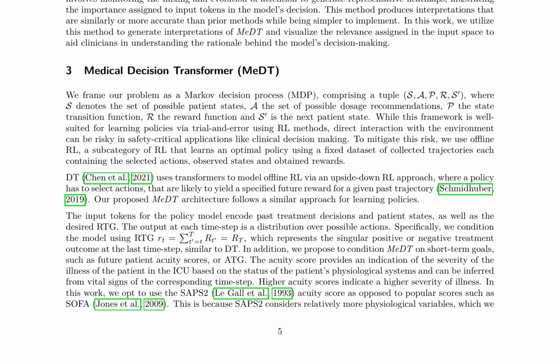similar to DT. Additionally, the authors propose conditioning MeDT on short-term goals, such as future patient acuity scores or achievement of therapeutic goals, ATG. The SAPS-2 acuity score is used due to its consideration of relatively more physiological variables, providing an indication of the severity of the patient's illness in the ICU. This novel approach enables the MeDT architecture to make informed decisions based on both long-term and short-term goals, enhancing its interpretability and effectiveness in clinical decision-making.